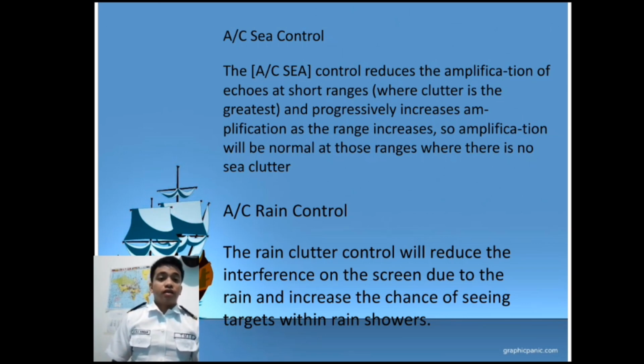And the rain control. The rain clutter control will reduce the interference on the screen due to the rain and increase the chance of seeing targets within rain showers.